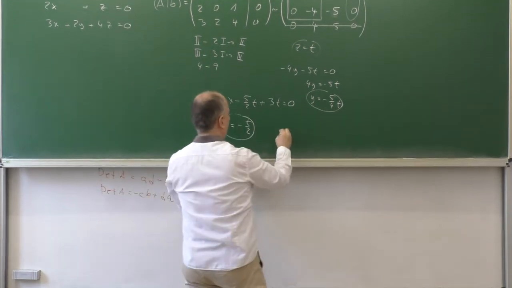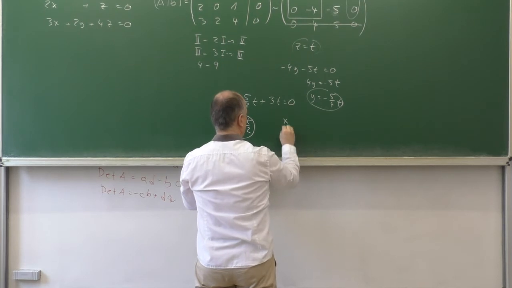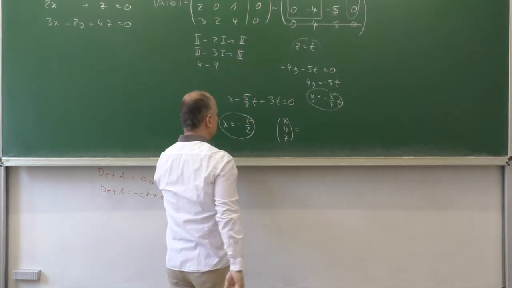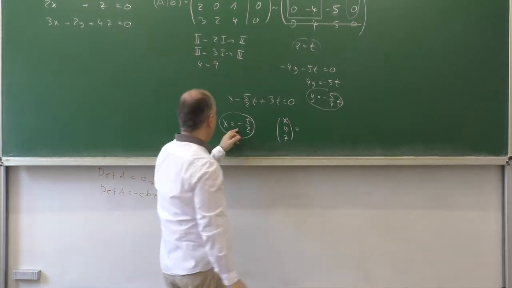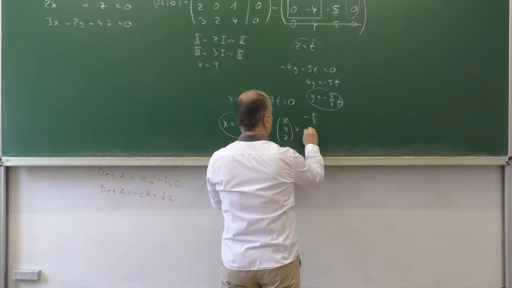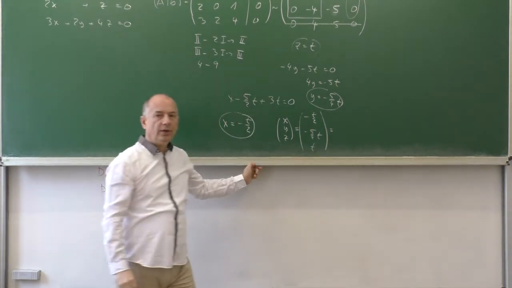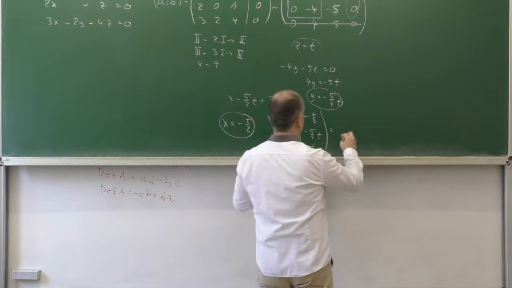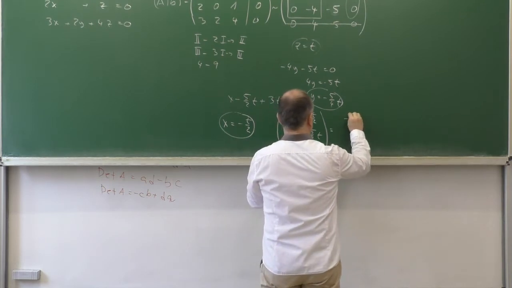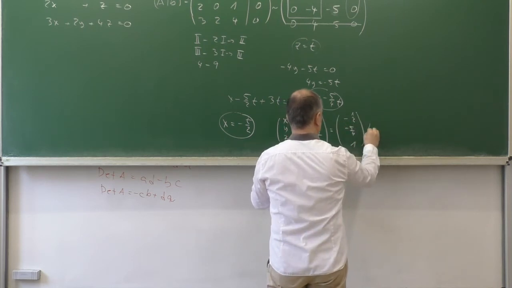Putting the three lines together, we can write the vector x, y, z, and this will be x is minus t half, y is minus 5 over 4 t, and z is t. Or we can factor out t, and we can write the vector minus 1 half, minus 5 over 4, 1 times t.